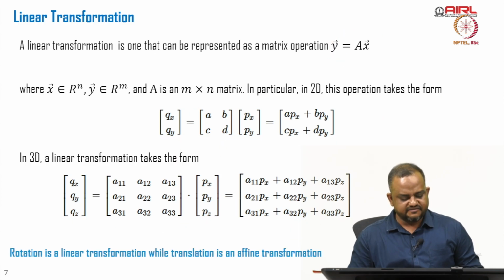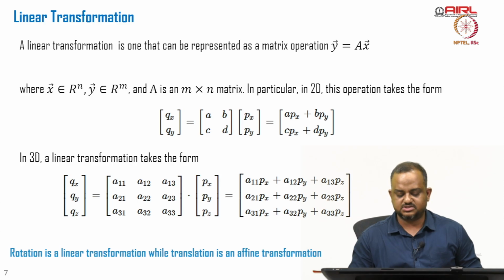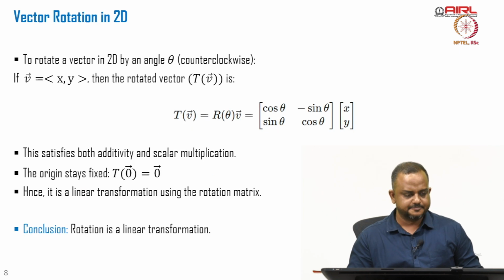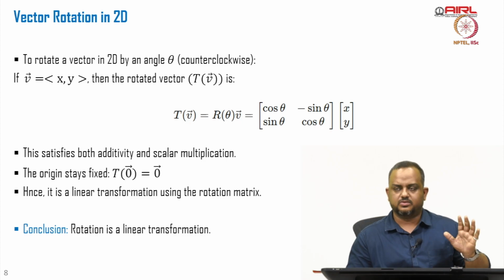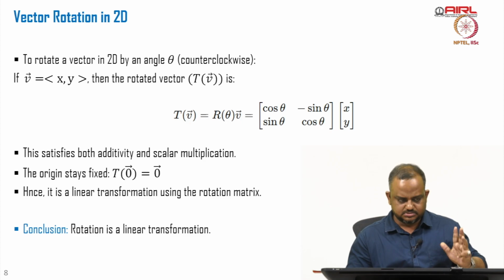Now we are going to see that rotation is a linear transformation while translation is an affine transformation. So there are two important transformations which will be very much useful in the course of drone systems and control. One is the rotation, and another is translation.